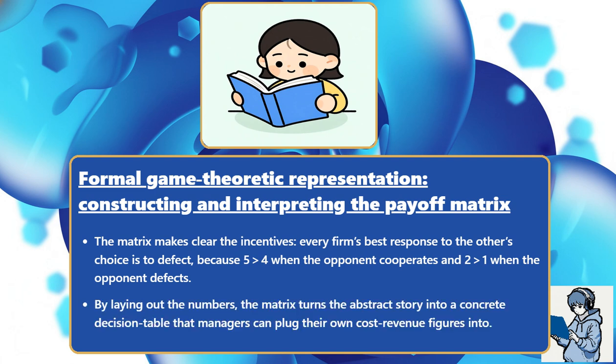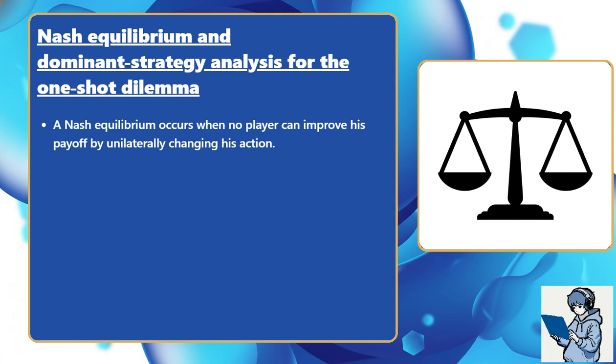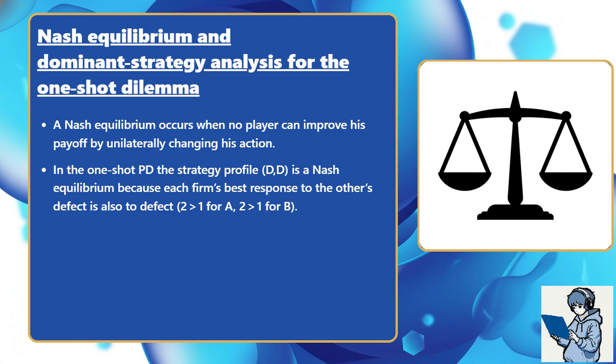By laying out the numbers, the matrix turns the abstract story into a concrete decision table that managers can plug their own cost and revenue figures into. A Nash equilibrium occurs when no player can improve his payoff by unilaterally changing his action. In the one-shot PD, the strategy profile (D, D) is a Nash equilibrium because each firm's best response to the other's defect is also to defect.